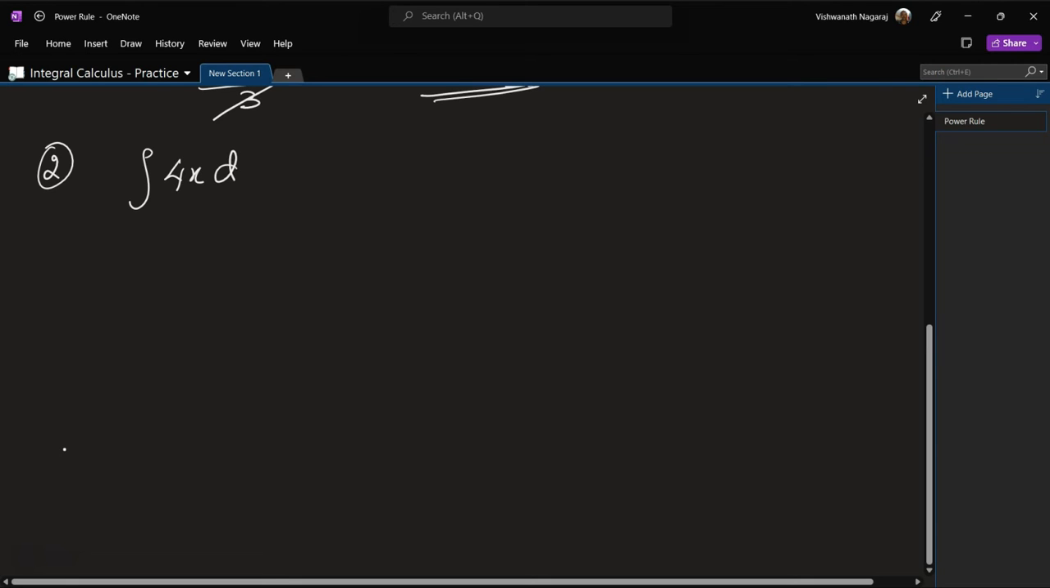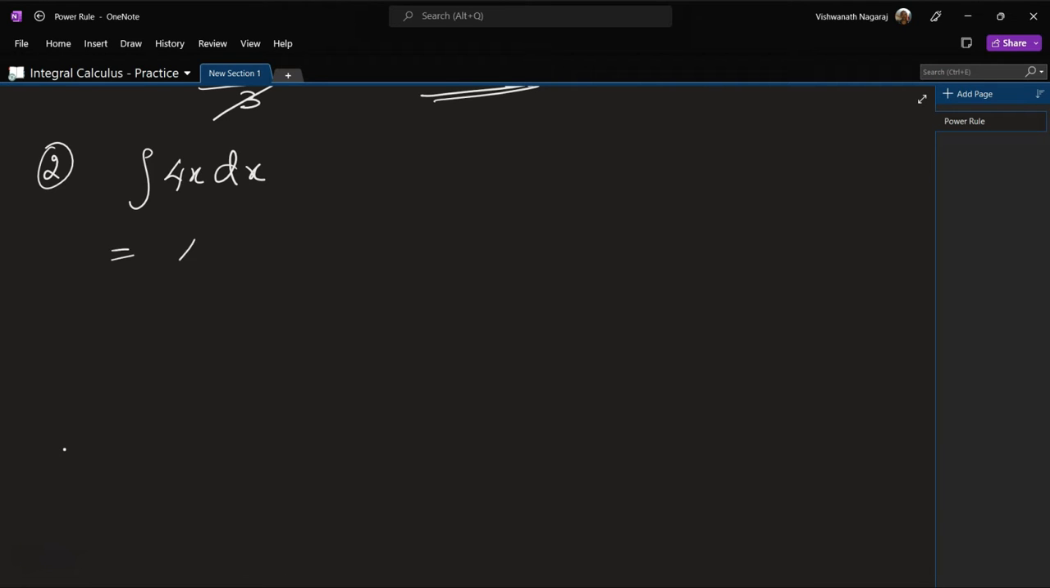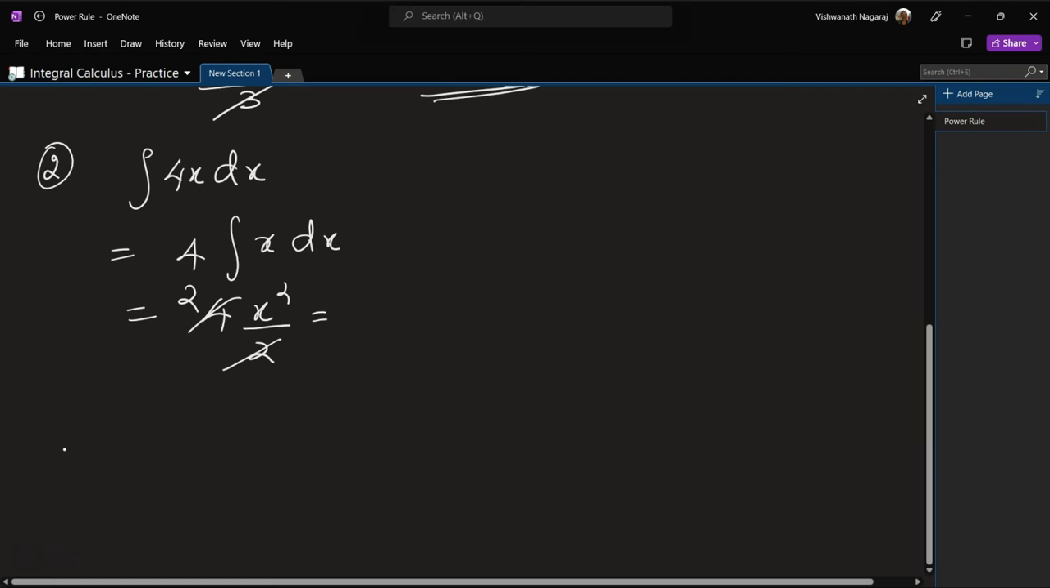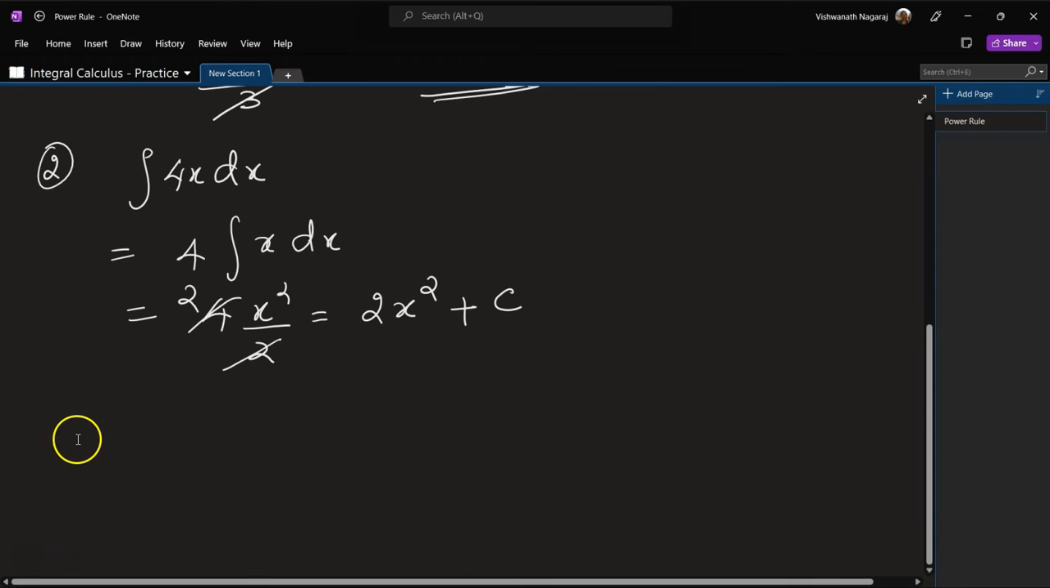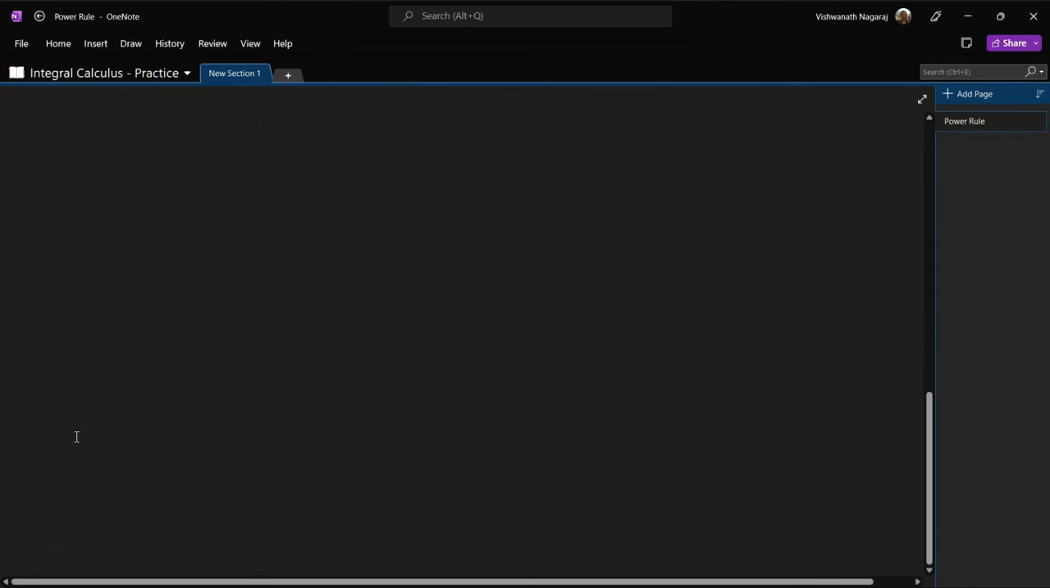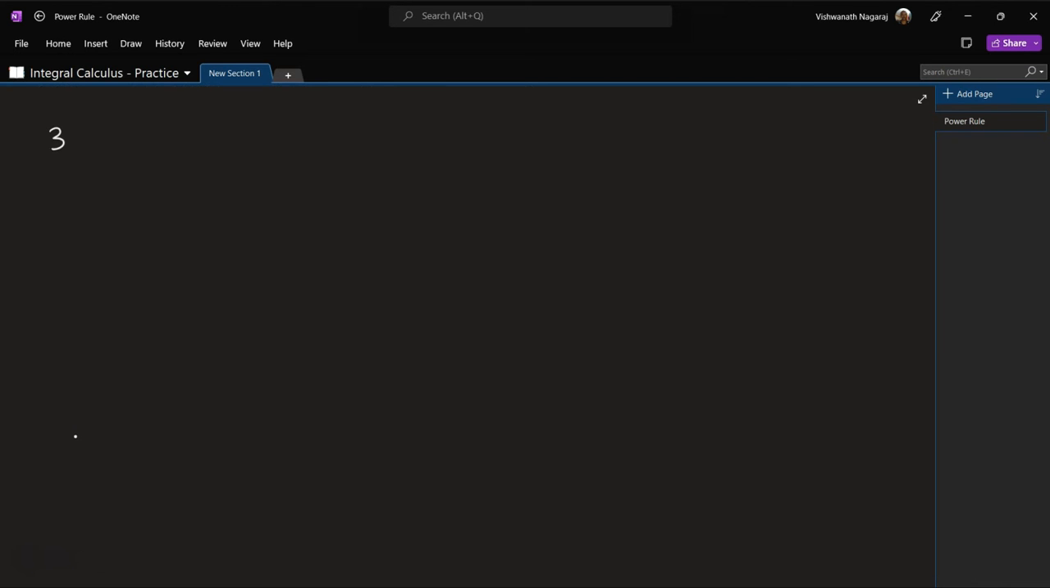So integral of 4x dx is equal to 4x square by 2. So 2 and 4 cancel and we are left with 2x square. Now instead of writing plus c at every step, what we can do is, without forgetting, we put it in the end. As part of the last step, we write the constant of integration. Okay, third one.